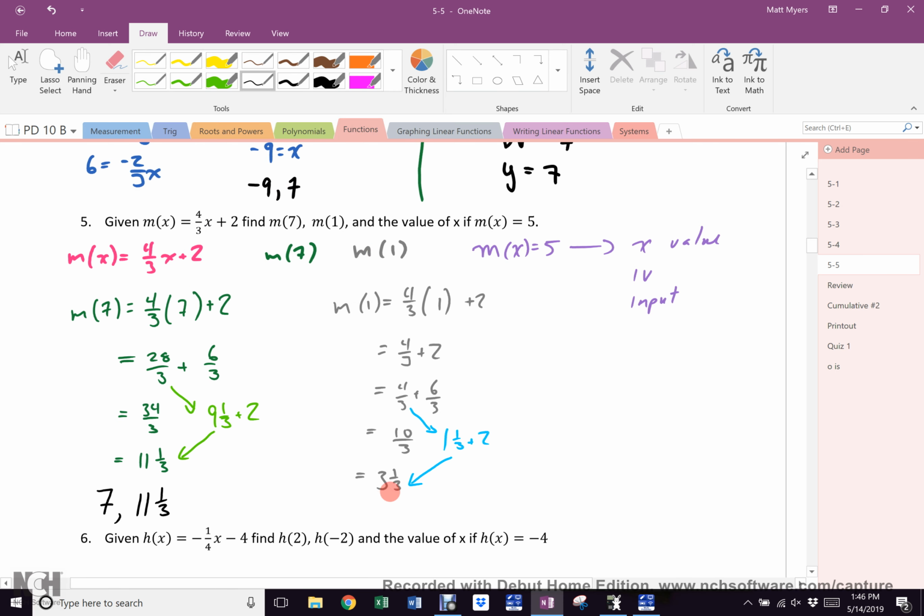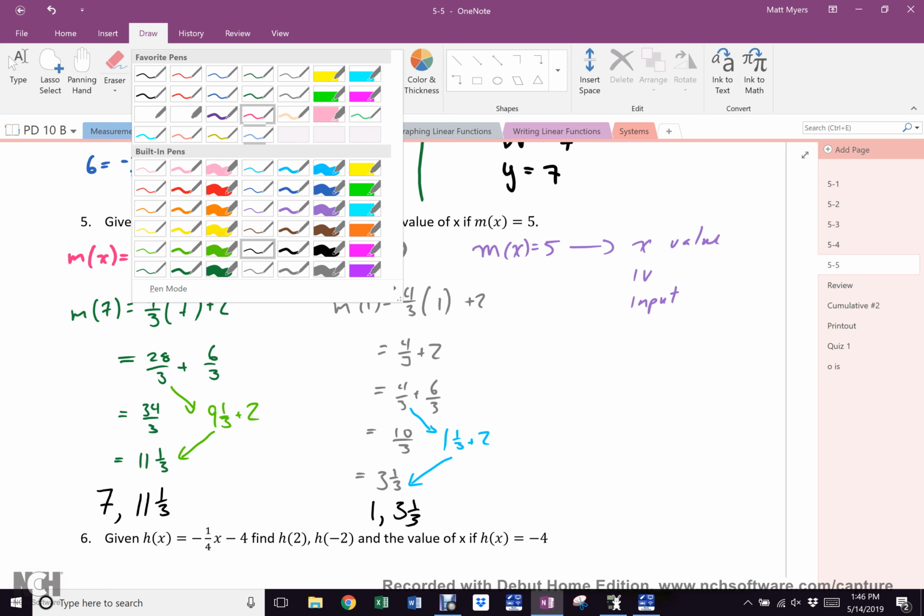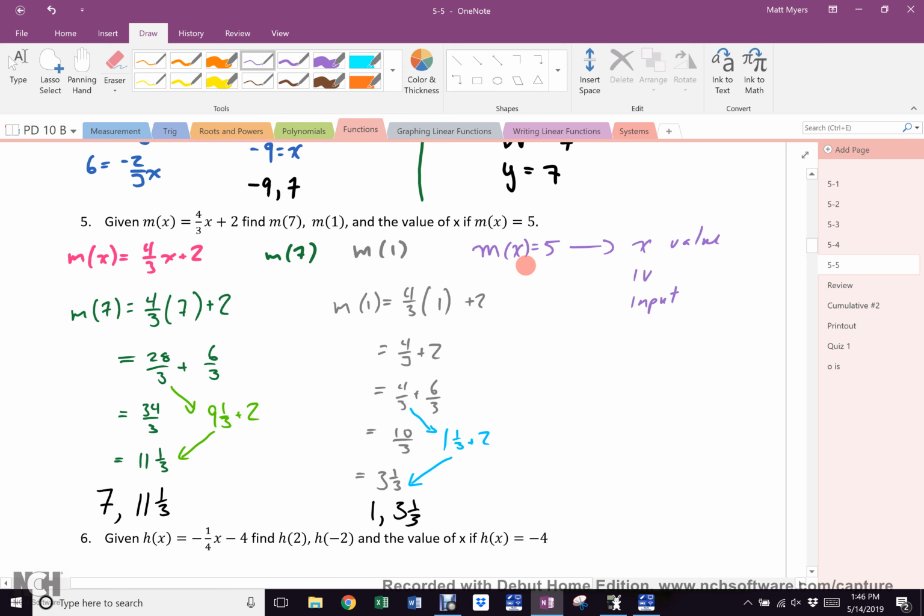And what is the point on the graph? 1 and 3 1/3. Now, what changes for purple? We're given the m of x. So is it going to look like this? No. It's going to be 5 equals what?